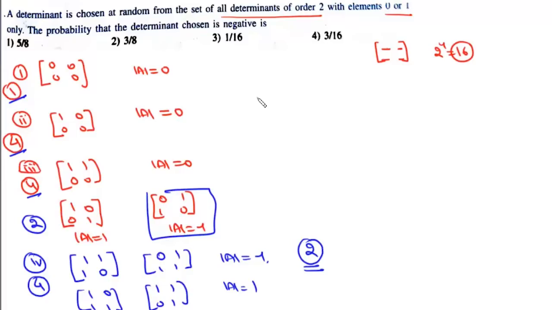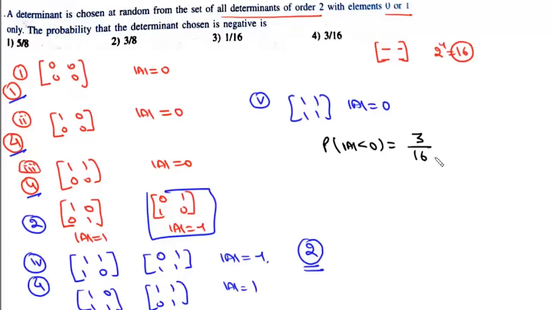And then finally we have this final case when all the 4 are ones. In that case also, determinant of A is 0. So this probability that determinant of A is less than 0 will be given by 3 by 16. And if the question is determinant of A greater than 0, so for greater than 0 we have this 1 case and 2 case here.